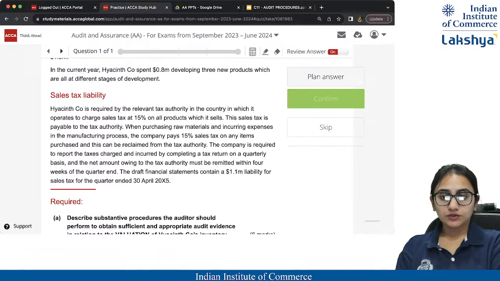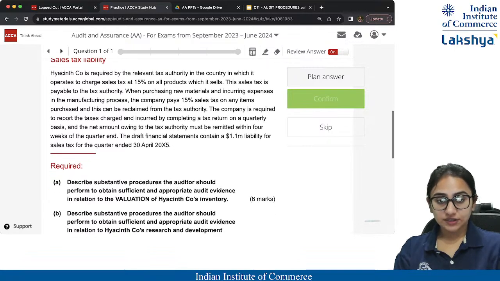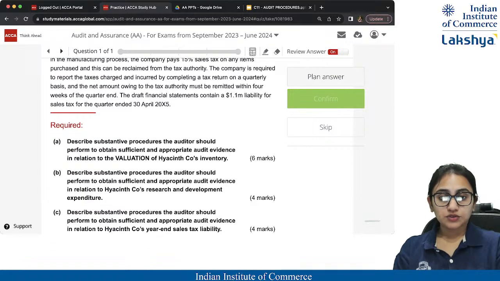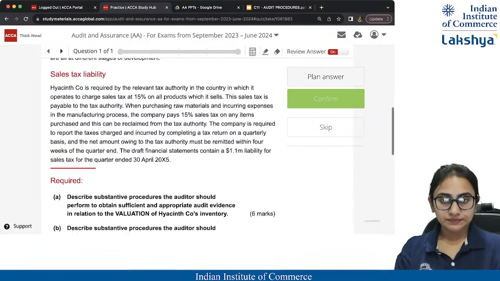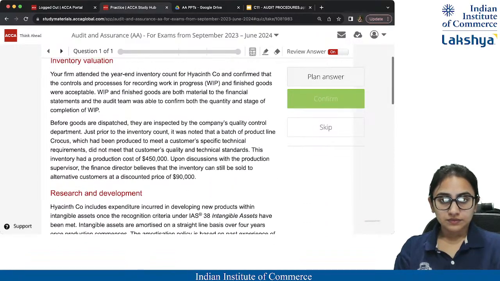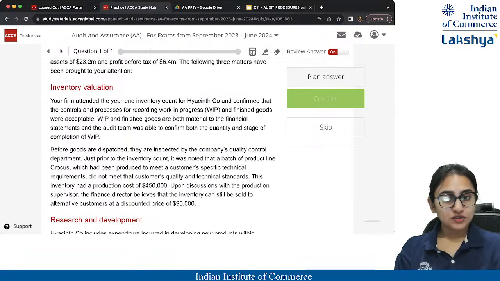The company is required to report the taxes charged and incurred by completing a tax return on a quarterly basis, and the net amount owing to the tax authority must be remitted with 4 weeks of the quarter end. The financial statements contain a $1.1 million liability for sales tax for the quarter ended 30th April 2025. Once again, requirement A, substantive procedures and valuation of Hyacinth's inventory. So, let's start planning the answer.